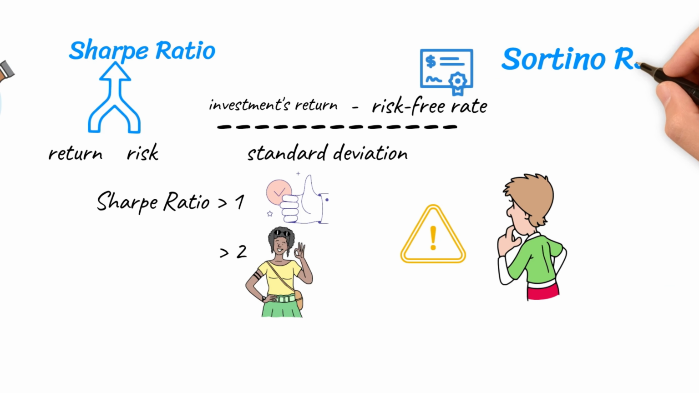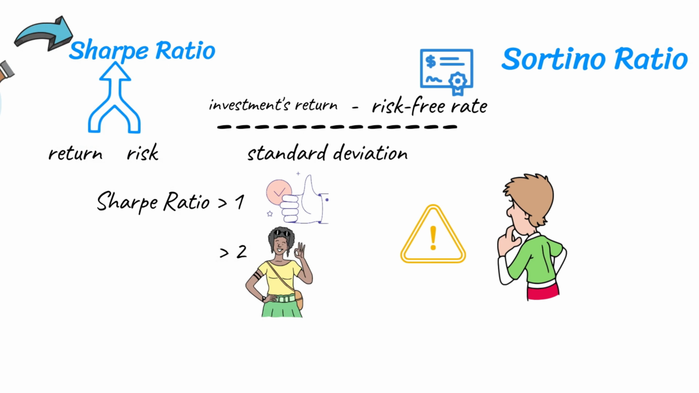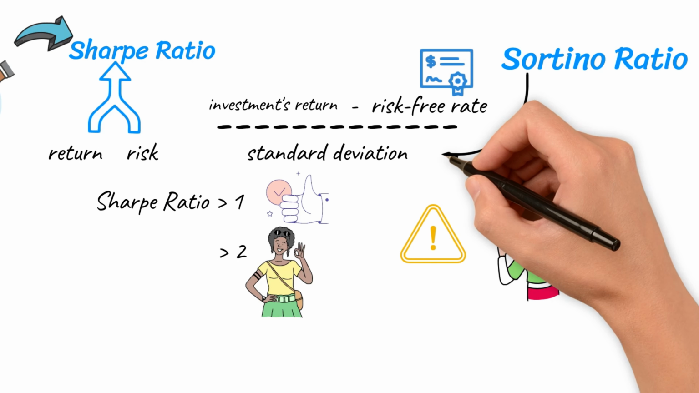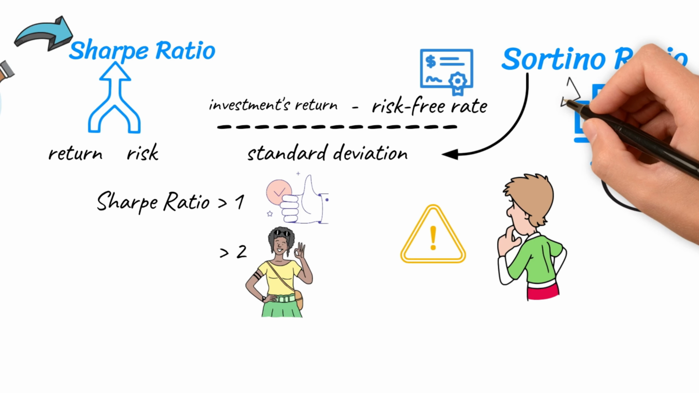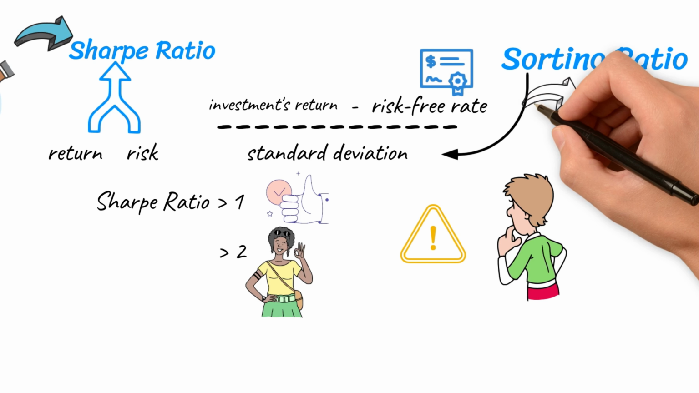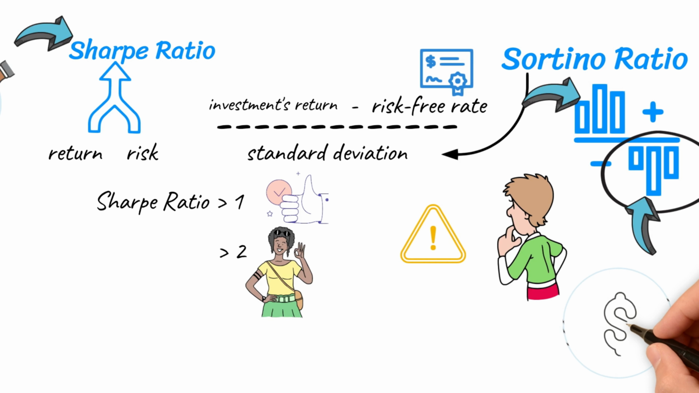The Sortino ratio is a refinement of Sharpe. Instead of dividing by total standard deviation, it only divides by the downside standard deviation, the volatility of negative returns. The logic: upside volatility isn't bad. Nobody complains when a stock unexpectedly surges. Sortino penalizes only the downside swings, giving a more accurate picture of risk-adjusted performance for investors focused on protecting capital.